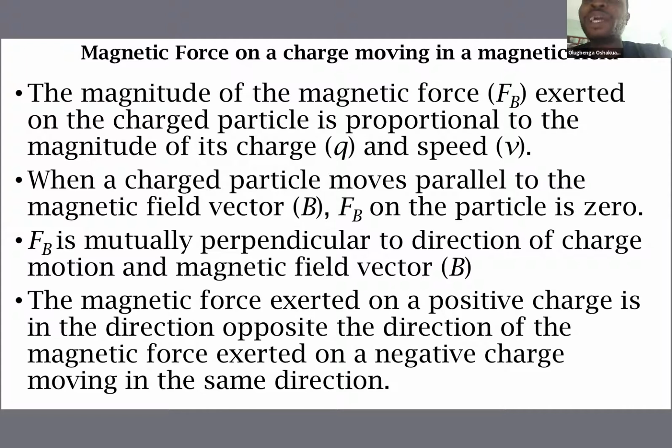So the magnitude of the magnetic force exerted on the charged particle is proportional to the magnitude of the charge and the speed. Like I said earlier, if you have a charge traveling in this direction with velocity v, it will possess a magnetic field, and the magnetic field will be perpendicular to the direction in which the charge is traveling. So if it's a positive charge and the magnetic field points to the left, then if it is a negative charge, the magnetic field will point to the right.